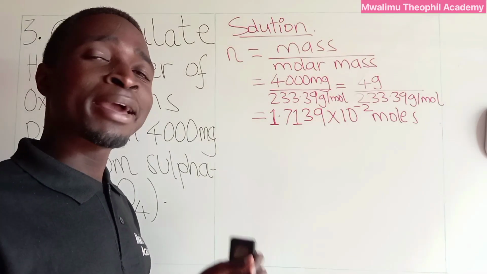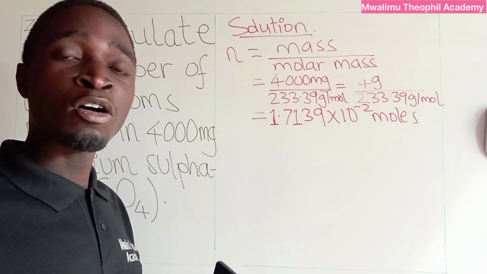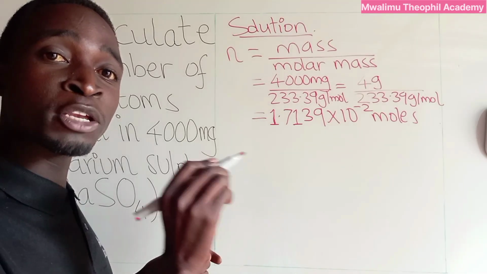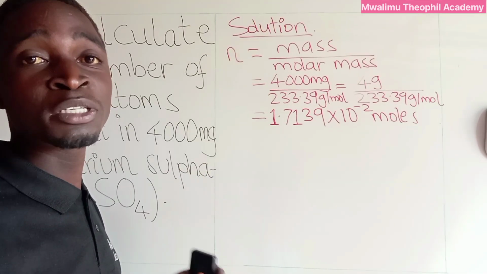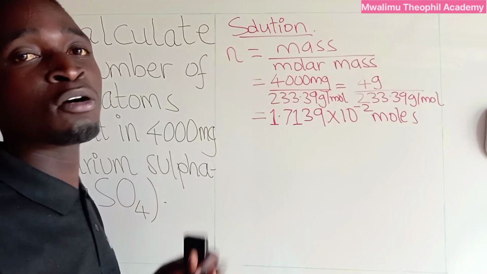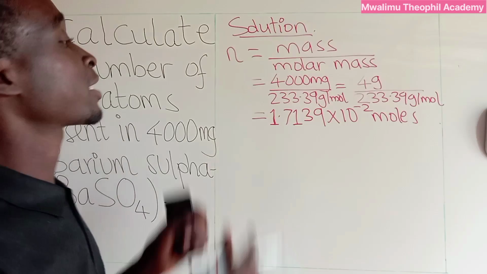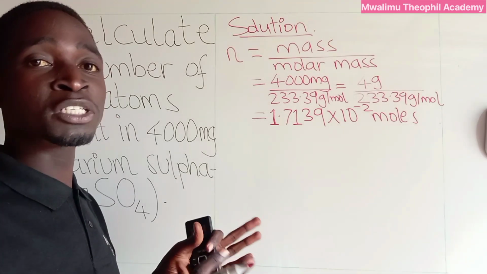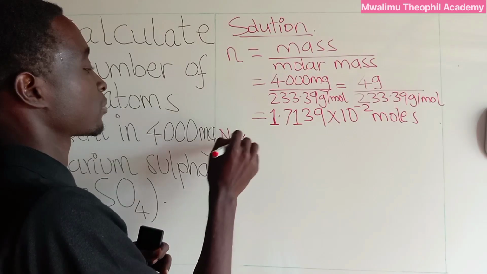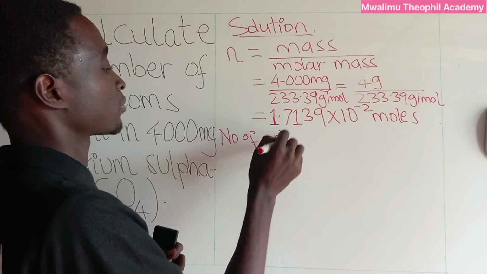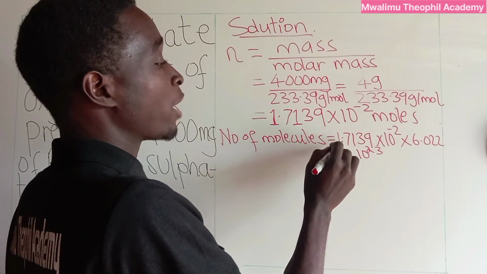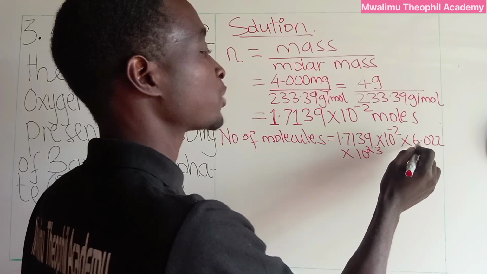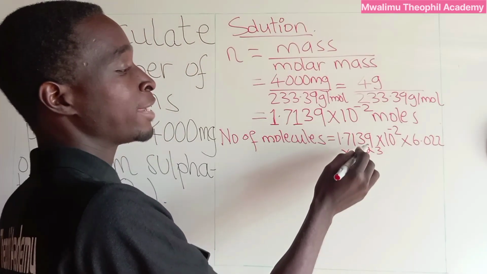You have to note that we calculate the number of molecules before the number of atoms, though we are asked the number of atoms, because as barium sulfate is a molecular substance, you can't get the number of atoms if you have not calculated the number of molecules first. Now, let us calculate the total number of molecules. To get the total number of molecules, you take the number of moles times Avogadro's constant, which is equal to 1.7139 times 10 raised to negative 2, the number of moles, times Avogadro's constant, which is 6.022 times 10 raised to 23.